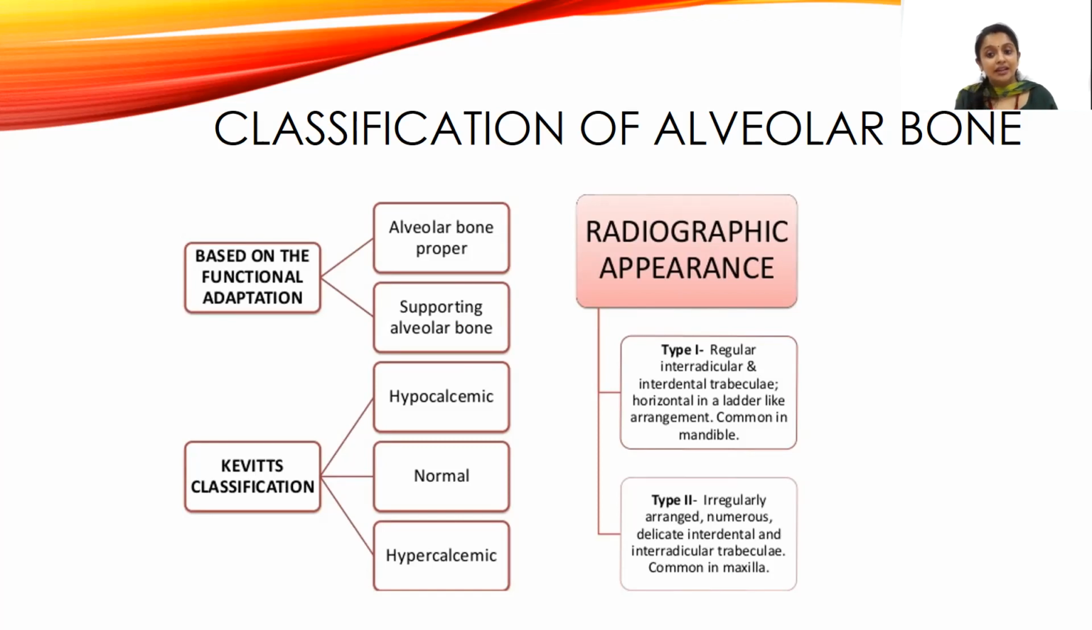Type 1 is mainly found horizontally in a ladder-like arrangement, and it is regular, with interradicular or interdental trabeculae, and it is mainly seen in the mandible. Whereas type 2 is irregularly arranged in numerous delicate interdental and interradicular trabeculae, and it is commonly seen in the maxilla.